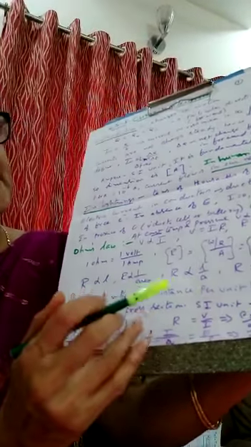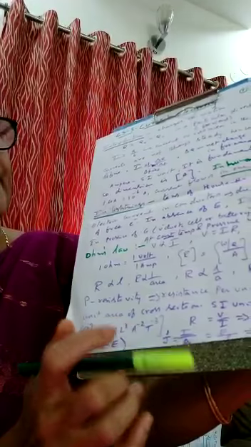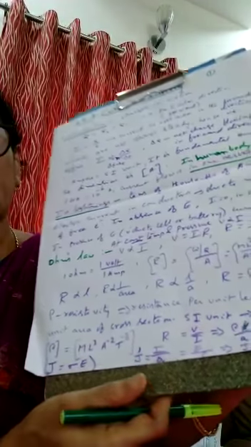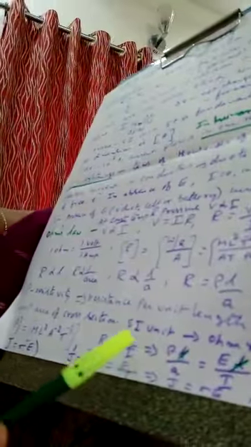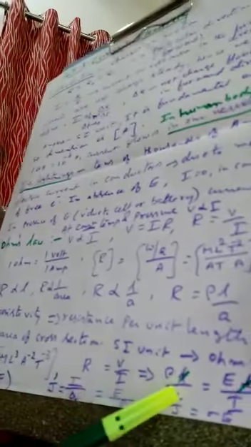What is the formula for resistivity? Rho is equal to RA by L. It's clear? Okay. Now, if you study very carefully, R is equal to V by I. What is V? V is equal to E into L. Don't forget what we have studied already. E into L. R is equal to V by I. Right? And R, what is R? Rho L by A is equal to E L by I.